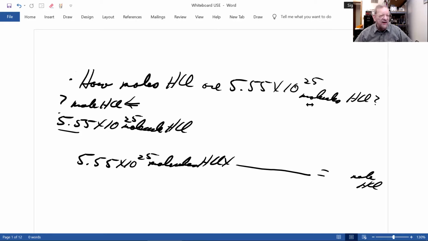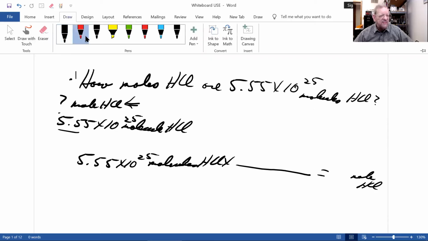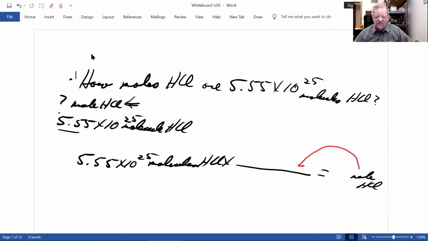And now it's time to use your good buddy, your good friend, unit analysis. Whatever we're trying to get to, we put the units on top of this ratio. Whatever we're trying to get rid of, we put it underneath. That wasn't hard.